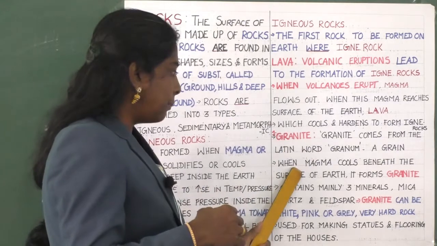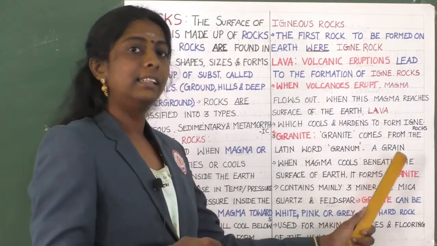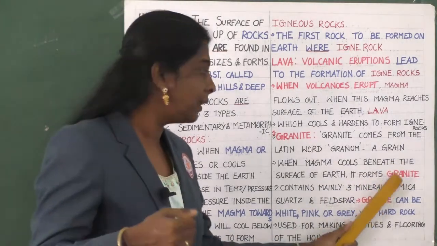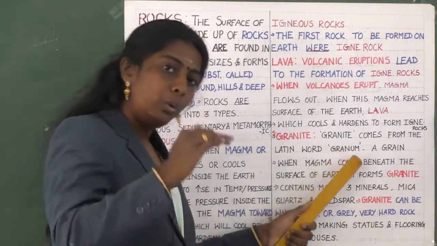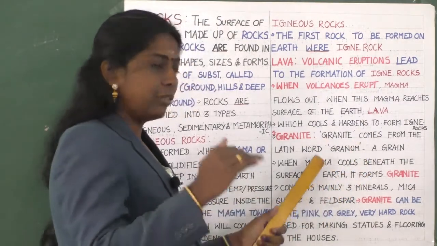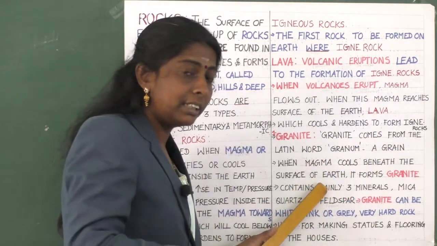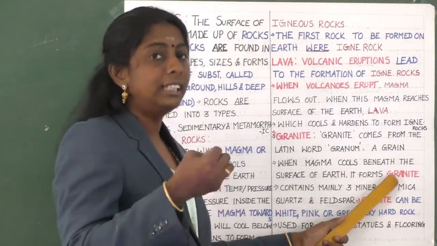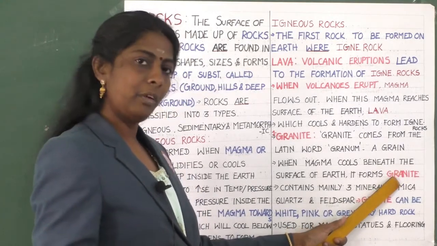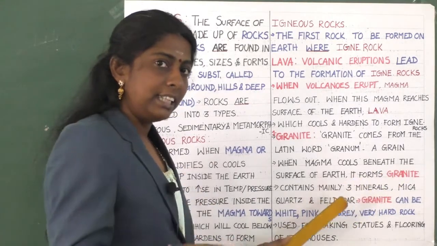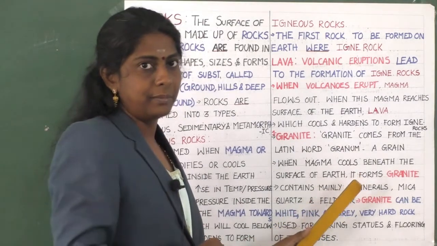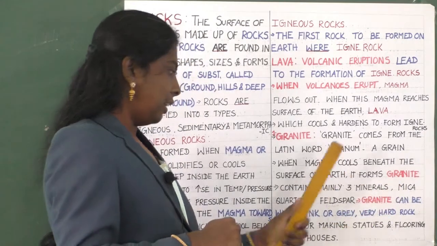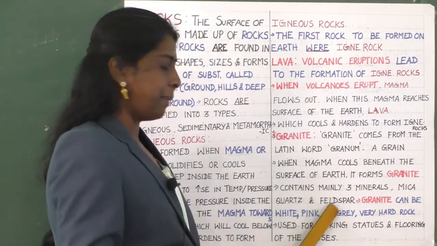When magma cools beneath the surface of the earth, it forms granite. When magma cools beneath the surface of the earth and forms this type of igneous rock, that is said to be granite. This granite contains mainly 3 minerals. What are they? Mica, quartz and feldspar.